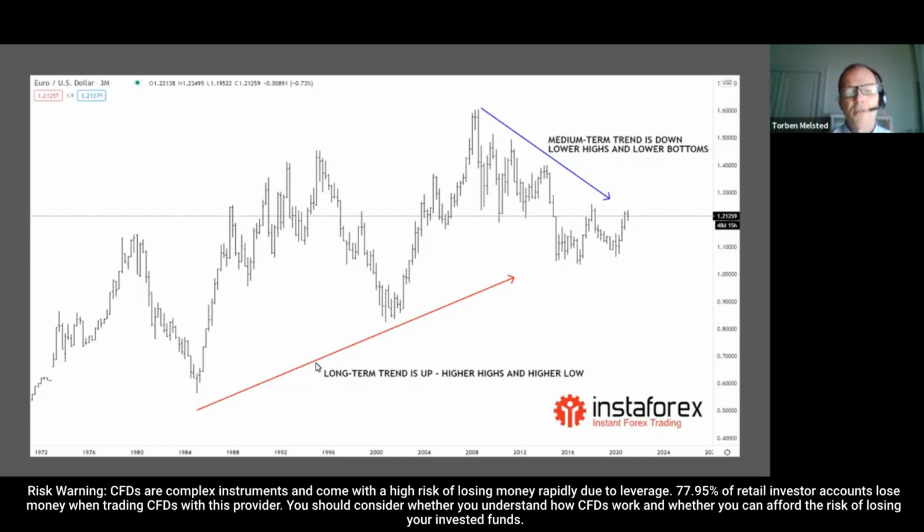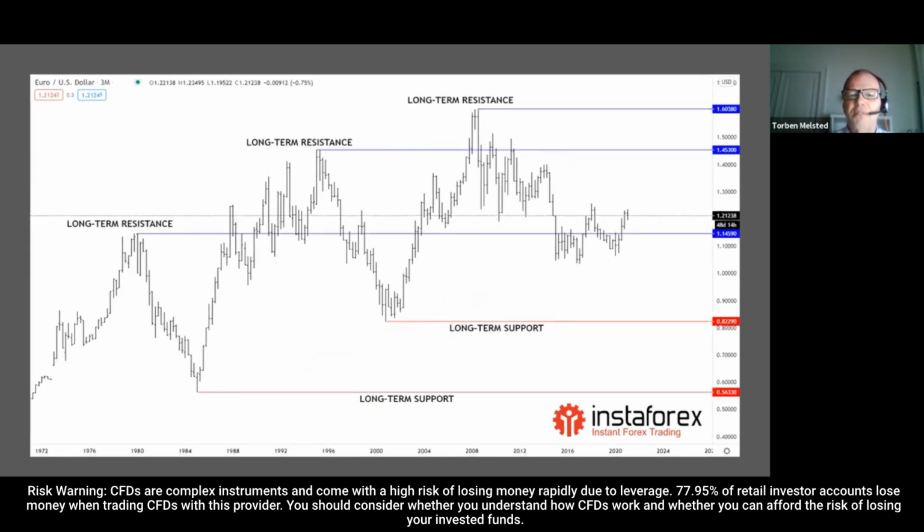In my view, the most important trend is always the long-term trend. This is the one defining where we are going. Of course, the medium trend in this case has been going on for about 12 years to the downside, but this could still just be a pause in the long-term uptrend. So let's try to find some long-term support and resistance.